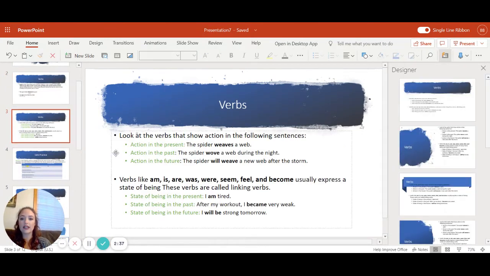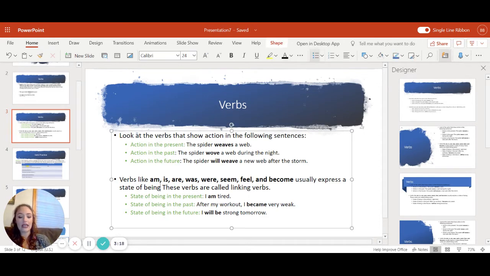So looking over here at slide 3, look at the verbs that show action in the following sentences. Again, we have present, past, and future tense that are shown within our action verbs and our linking verbs. So the spider weaves a web, that's present, right? Past, the spider wove a web during the night. In future, the spider will weave a new web after the storm. So verbs like am, is, are, was, were, seem, feel, and become usually express a state of being. These verbs are called linking verbs.